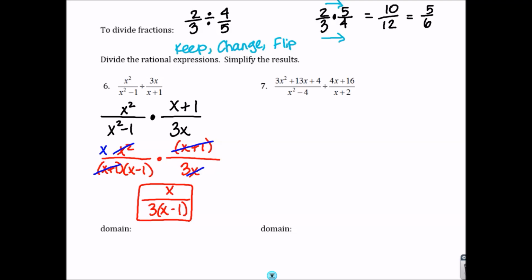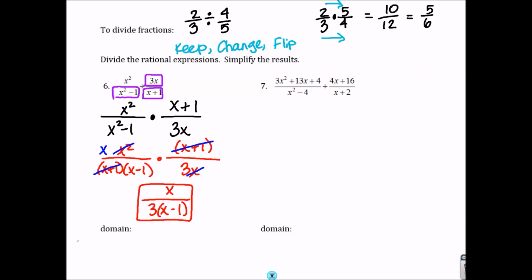Now, the domain for the division problems is a little bit trickier. We need to look at the denominator of the first fraction and both the numerator and denominator of the second fraction. And that's because we have to flip that fraction. So originally the denominator of the second fraction is x plus 1. After we flip it, it becomes 3x. So we need to check all 3 of those parts and see what value for x will make them equal 0.